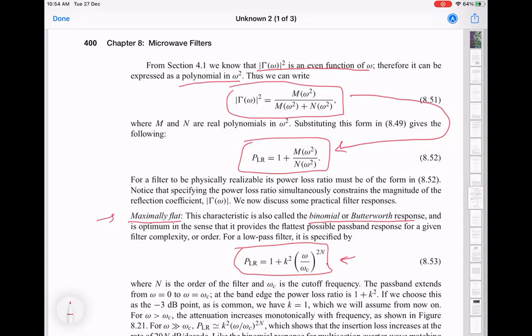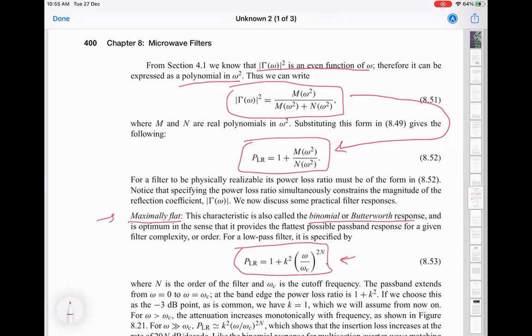So it's saying that the power loss ratio is 1 plus some constant k square into omega over omega c to the power 2n. Just to note, if omega goes to 0, the power loss ratio is 1. This automatically tells you that this is a low pass filter response, because at low frequency the power loss ratio is 1. So 1 here basically means maximum transmission, right? And then it falls off as omega increases with respect to omega c.